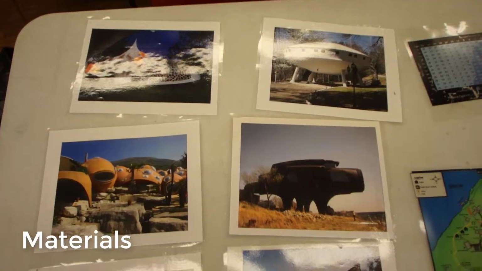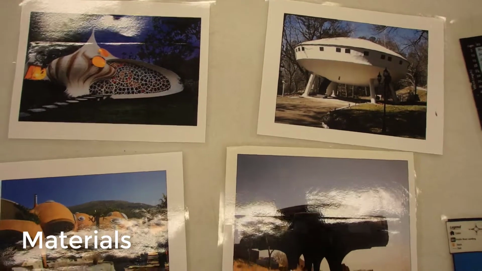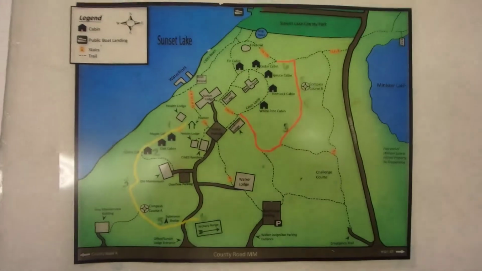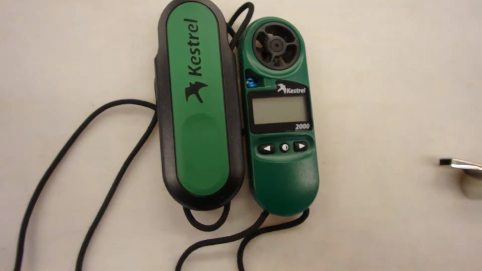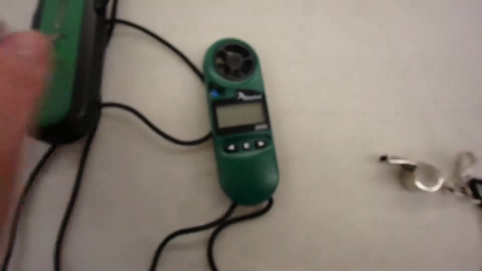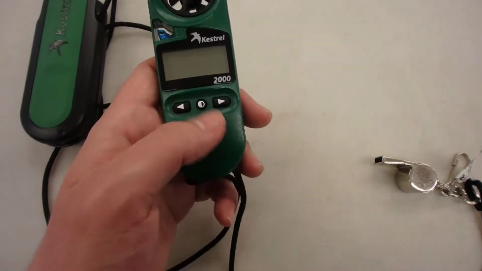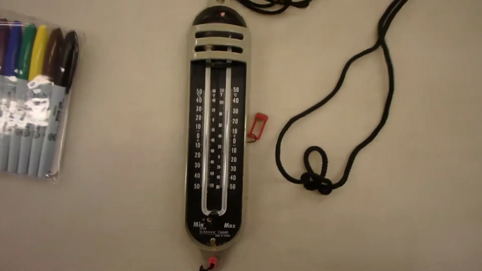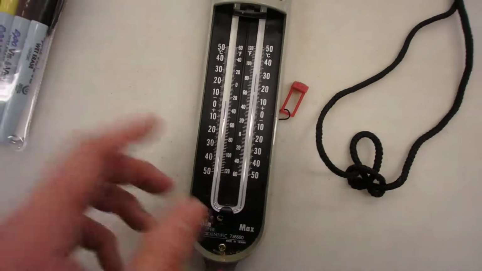Materials for this lesson include images of unusual homes for the Parade of Unusual Homes activity, a map of the trail locations. Next we have the Kestrel weather meters. These can be used to find the wind speed, the wind chill, and the current temperature. Next we have the min-max thermometer.